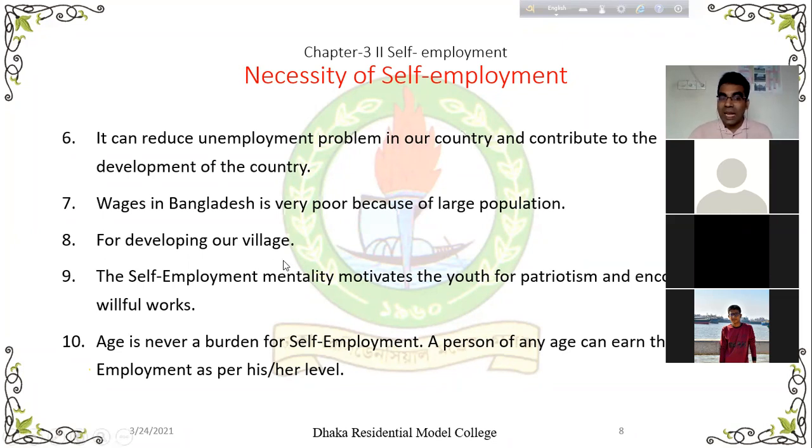For developing our village, you have to be self-employed. The self-employment mentality motivates the youth for patriotism, অর্থাৎ দেশপ্রেম বৃদ্ধি করবে, and encourage willful works, অর্থাৎ ভালো কাজ করতে উৎসাহিত করবে। And age is never a burden for self-employment.